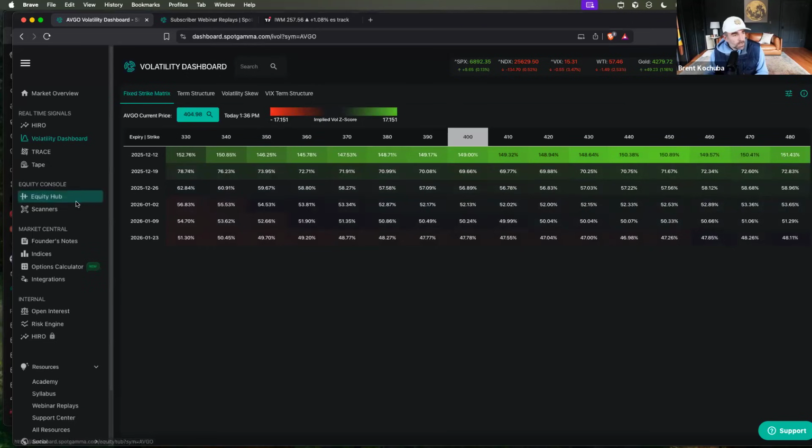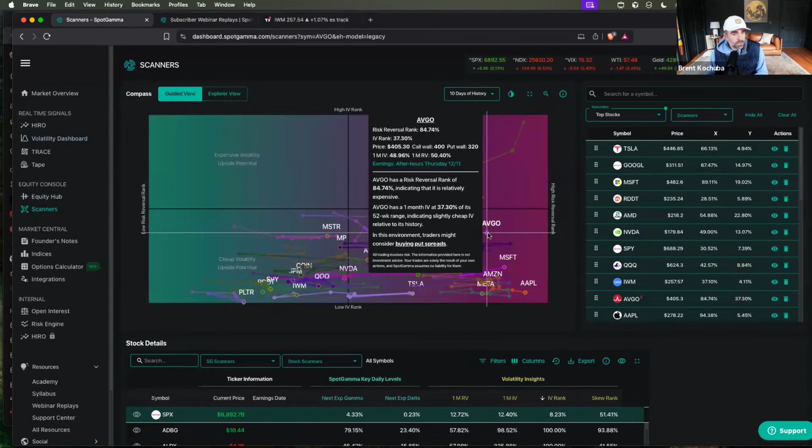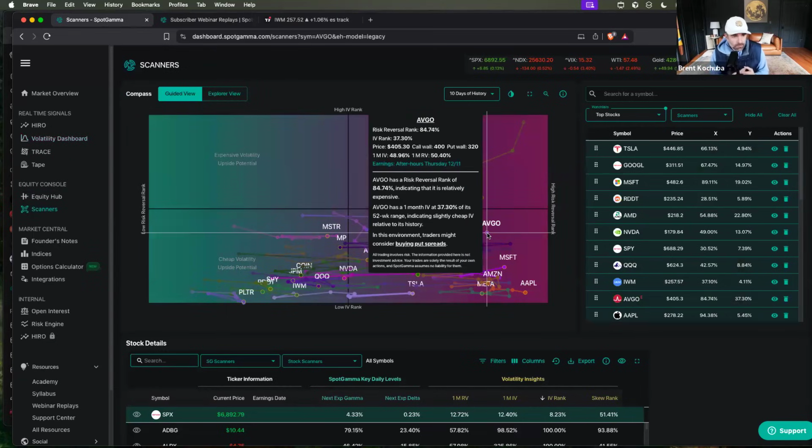So to get your basis for that, if you go into the scanners tool and you specifically say, okay, here's AVGO, what is this telling me? Number one, implied vol rank is at 37%. Well, it's reporting earnings tonight, so it makes sense that implied vol is elevated. And an IV rank of 37 for a name that's about to report earnings is about what you would expect, right? Okay, what's the other feature here that's interesting?